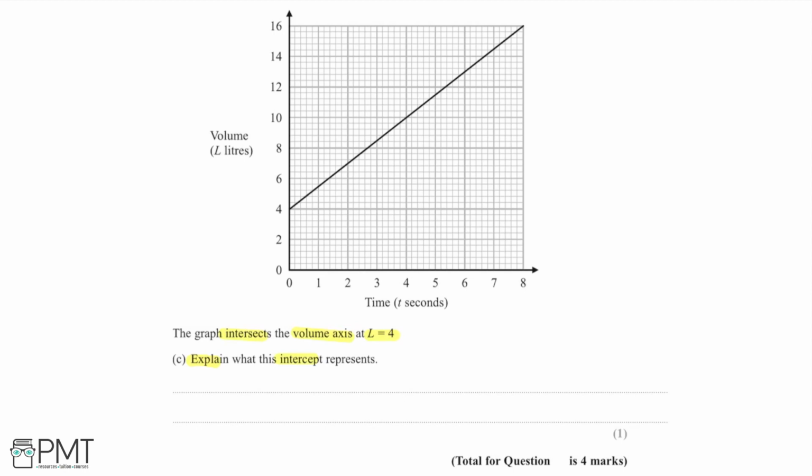So you need an explanation relating to the volume of liquid in the container at the start of this kind of experiment that's going on here. To get the mark here, I'd simply write the number of litres in the container. So we're referring back to the context of the question. We know that it's in a container when t equals 0. Or alternatively, you could say the amount of liquid in the container to start with, or the initial amount of liquid in the container. Any of these ways of phrasing it will get you the mark for this question.